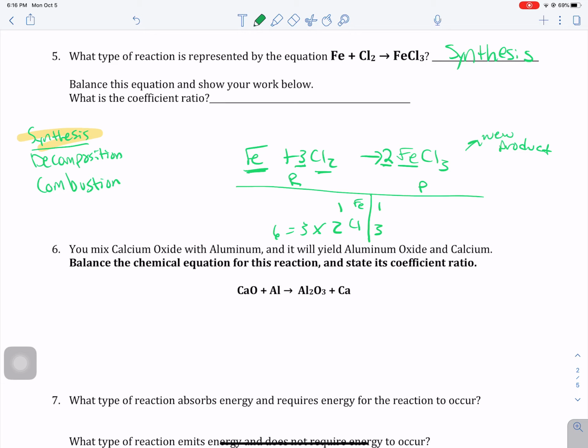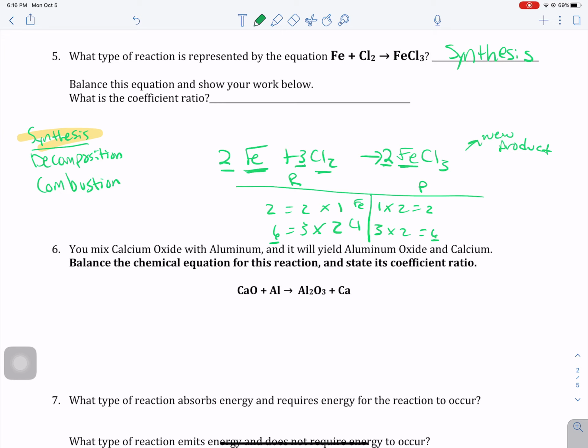Okay, so we're in a sense flipping the subscripts. The subscripts go in the opposite coefficients. So now I have 3 times 2 equals 6. So they're both happy. They both have 6. But now let's look at the irons. There's 2 here. So 1 times 2 equals 2. So this side has to equal 2 as well. So they're both happy now.